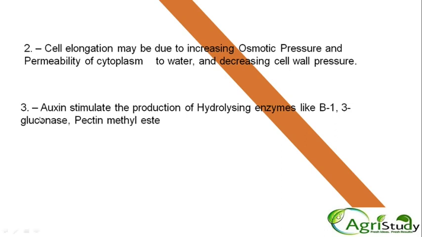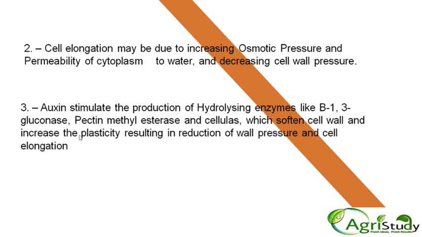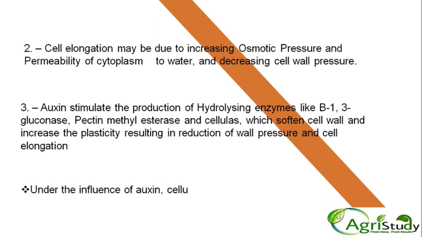There is another important hypothesis that might be possible here. Auxins stimulate the production of hydrolyzing enzymes like beta-1,3-glucanase, pectin methylesterase, and cellulase, which soften the cell wall and increase the plasticity, resulting in reduction of wall pressure and cell elongation. In the earlier one, they pump the hydrogen ion and further processes take place, but here auxins directly stimulate the production of wall hydrolyzing enzymes, that is, beta-1,3-glucanase, pectin methylesterase, cellulase and others. These are the important modes of action, that is, how the cell expansion might take place.